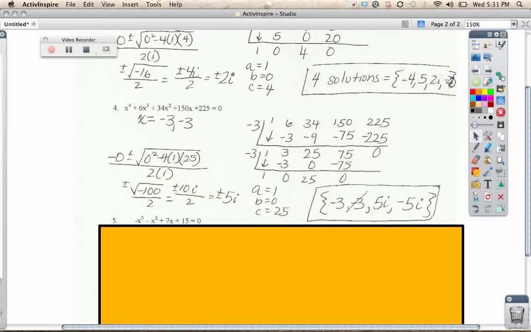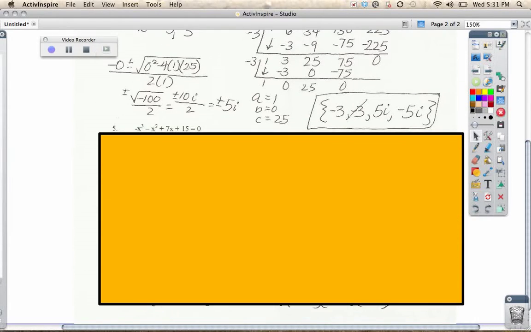Then you get your quadratic, a equals 1, b equals 0, c equals 25. Plug it into the quadratic formula. Once you do that and simplify, you get plus or minus 5i. So now you have 4 solutions, but really -3 is the same number, so you really don't have to write it twice. You really just have to write -3, 5i, and -5i.